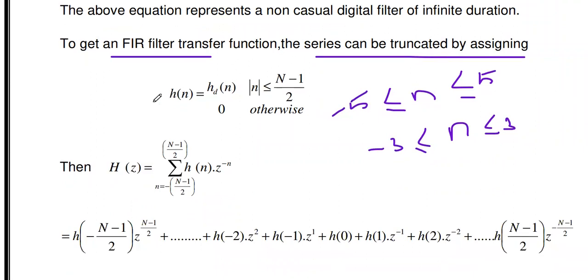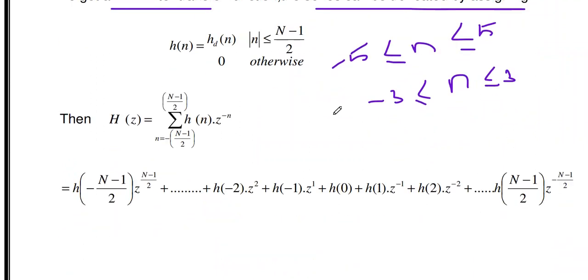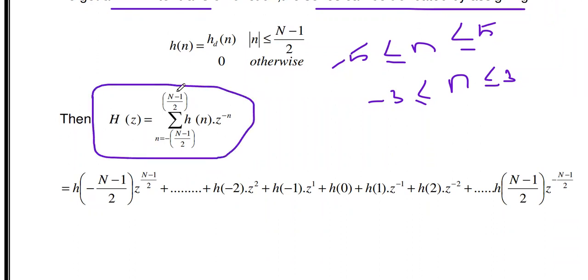Then for this impulse response we have to take the Z transform, which is the transfer function of our FIR filter. What is the Z transform formula? H of z is equal to summation n equal to minus infinity to infinity, h of n z power minus n. Here h of n has a value only from minus of N minus 1 by 2 to plus N minus 1 by 2. So H of z is the summation n equal to minus of N minus 1 by 2 to plus N minus 1 by 2, h of n z power minus n.